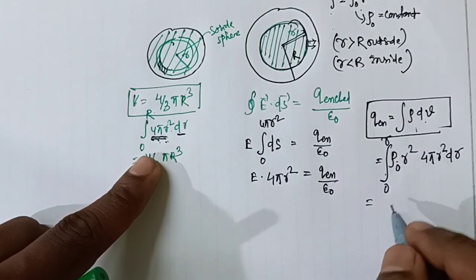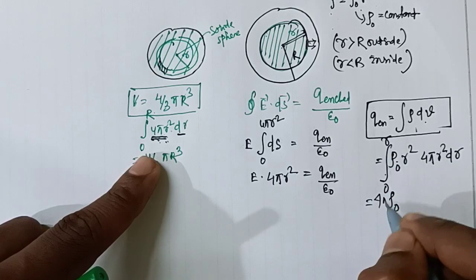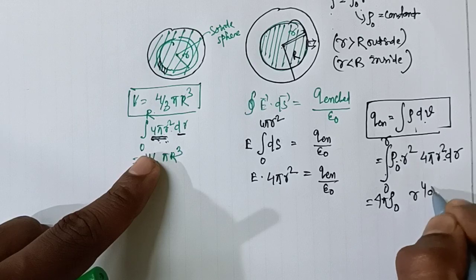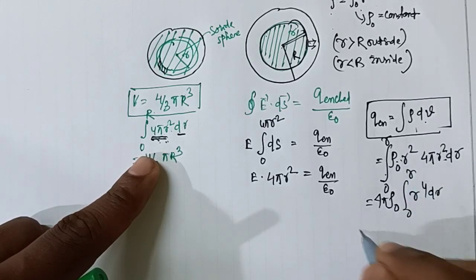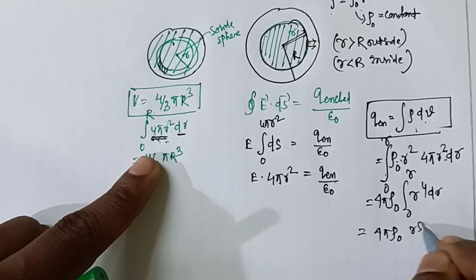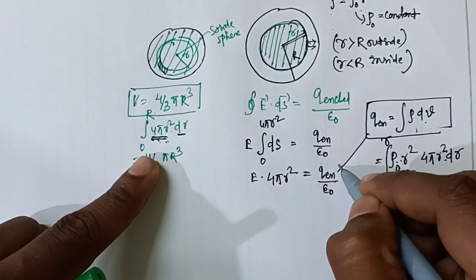So how much answer is coming? This is rho naught, this is 4 pi outside, this is r square, we will get r⁴ dr, and the limit is 0 to r. If I proceed a little quicker, this is nothing but r⁵ upon 5. This is the amount of charge enclosed. I will simply substitute here.